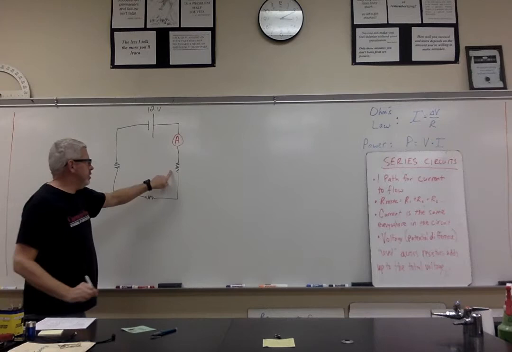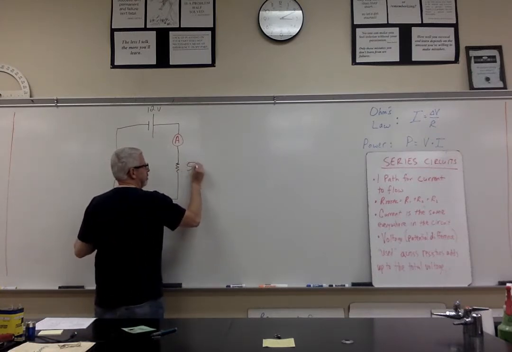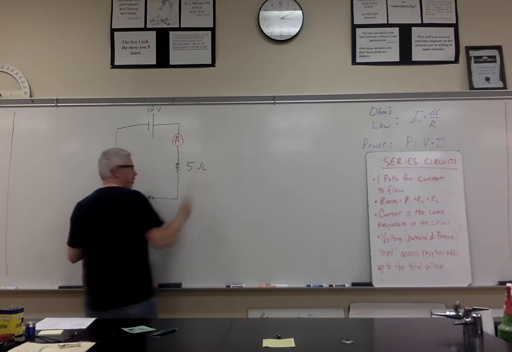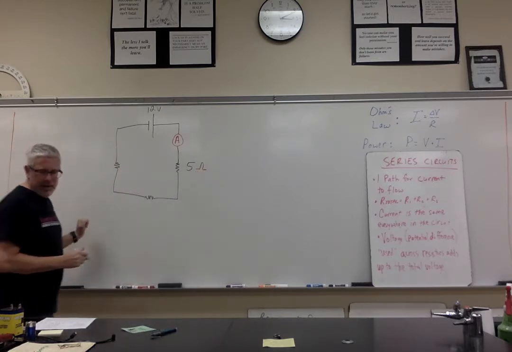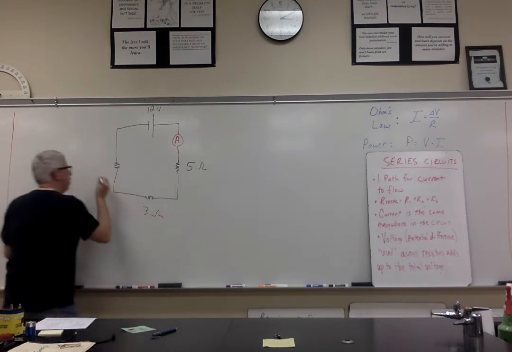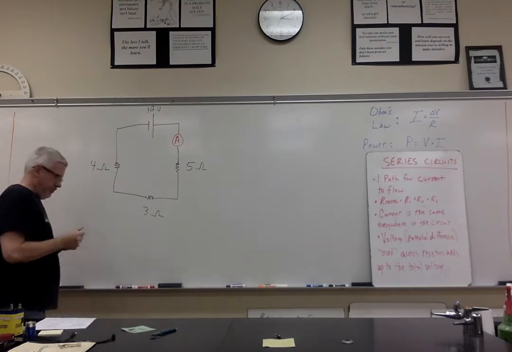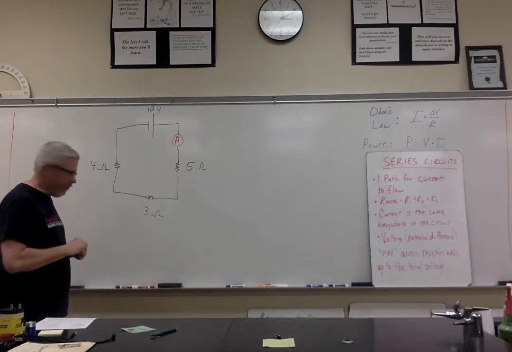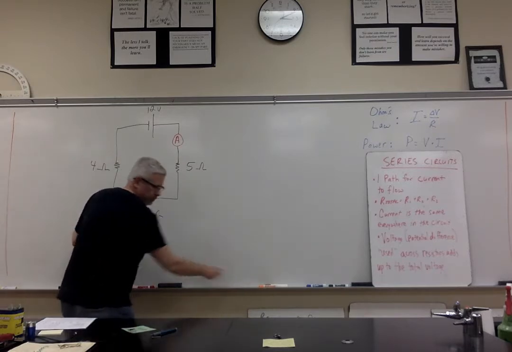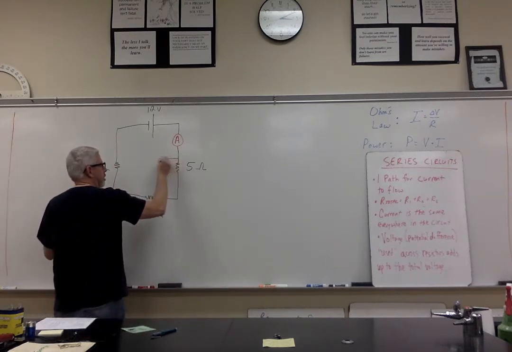I'm going to say that this resistor, which is the first one, is going to have 5 ohms of resistance. And remember, that little weird horseshoe thing is the symbol for ohms. Down here, I'm going to have one with 3 ohms of resistance. And over here, I'm going to have one with 4 ohms of resistance. So the other things I'm probably going to want to solve for are the voltage across each of these. So I'm going to put a voltmeter here.